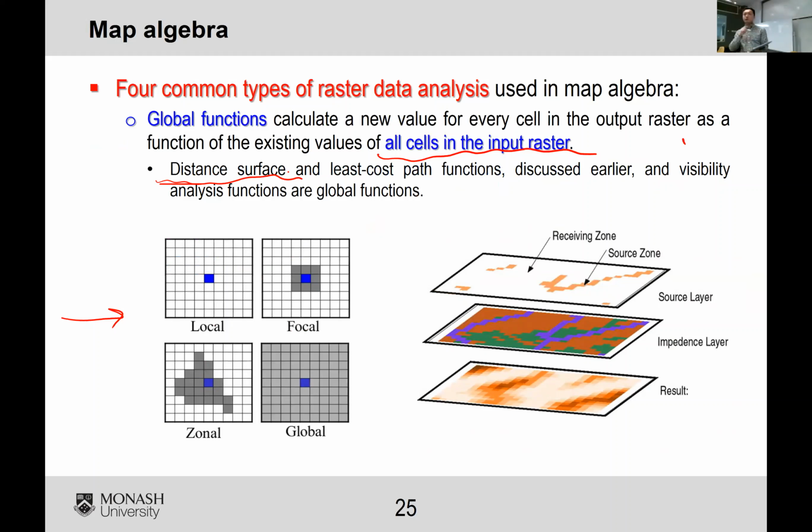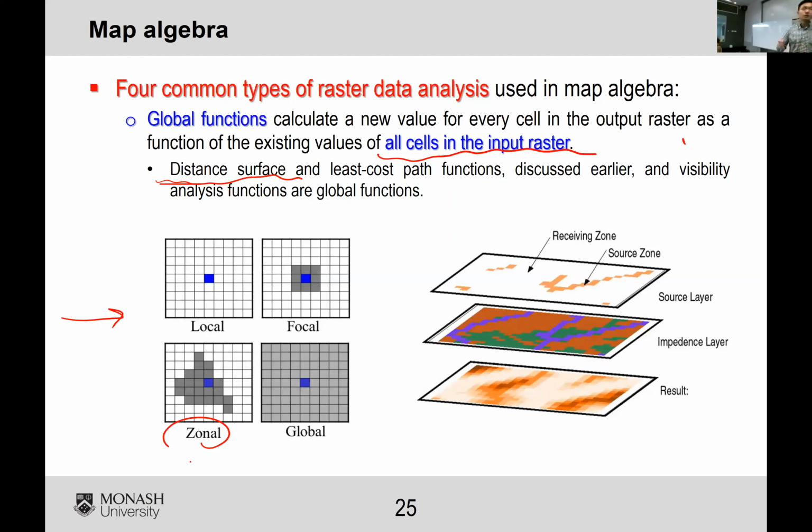So if you still remember what we did last week, the distance surface and least cost path function, that is actually a global function, because in order to compute the least cost for each cell, we're actually looking at all the cells. We traverse all the cells from the start point or the destination to this cell. Okay, so that is one example of the global function. So basically, in order to compute the value in this cell, we're looking at all the cells.